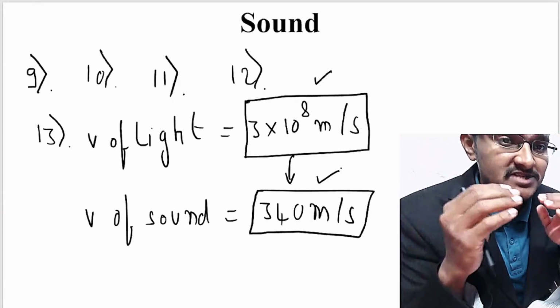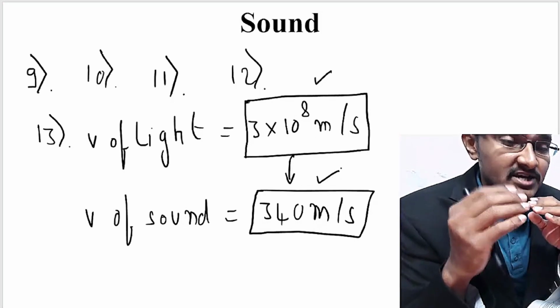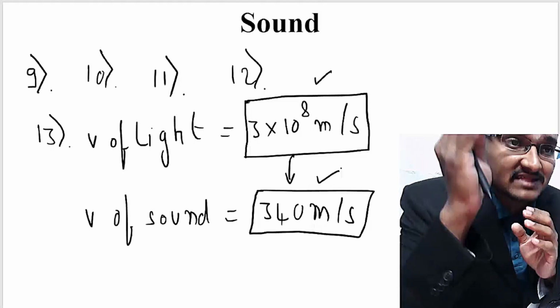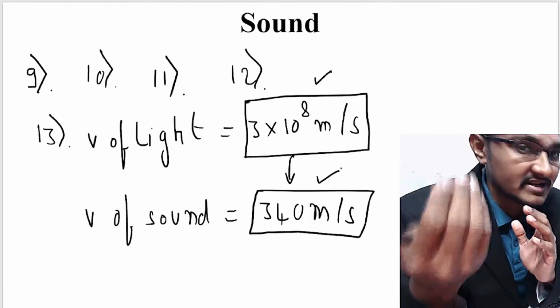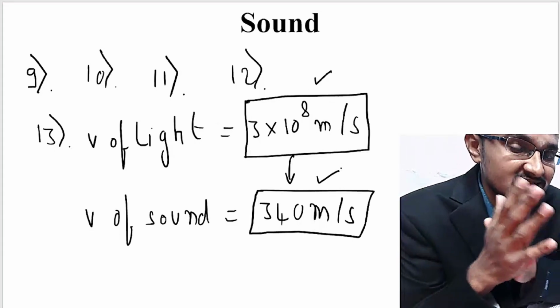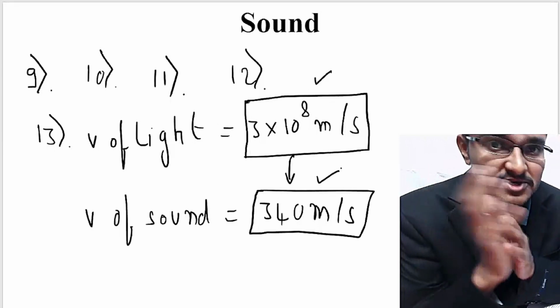Hence, when clouds produce thunder, you can hear the thunder only after seeing the lightning. That means lightning will be first, thunder will be next. So this was the explanation for all 13 questions in this exercise of this chapter.